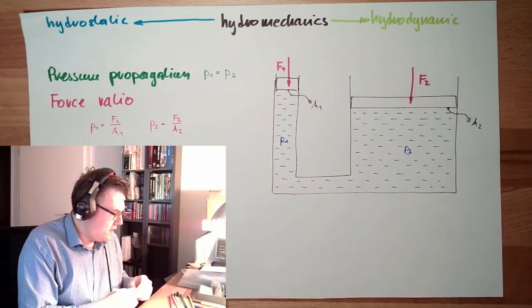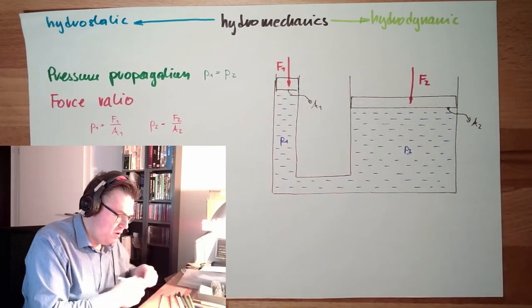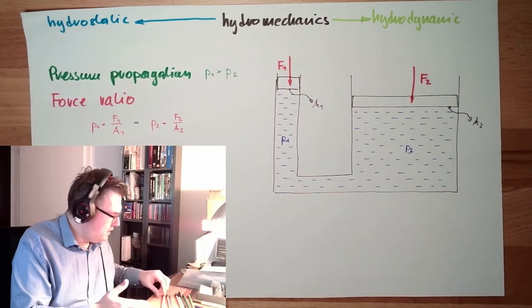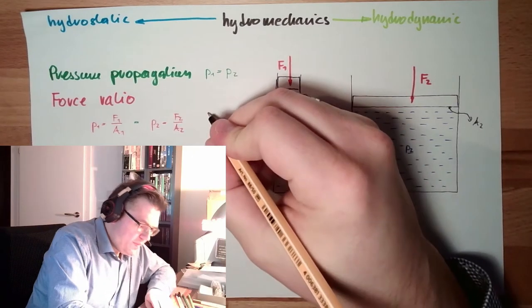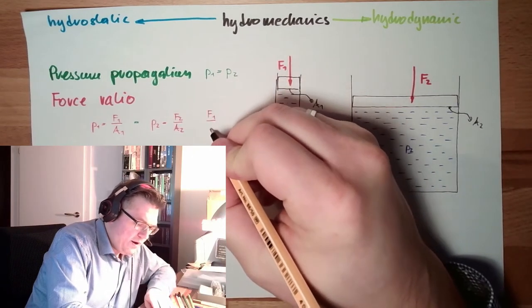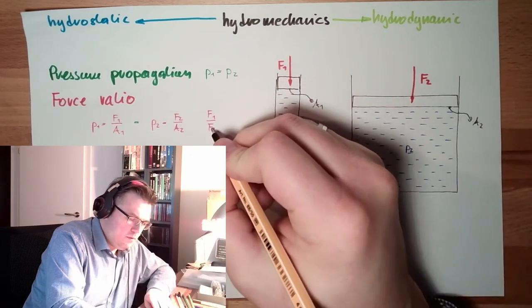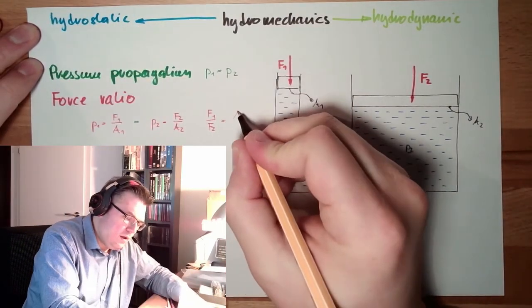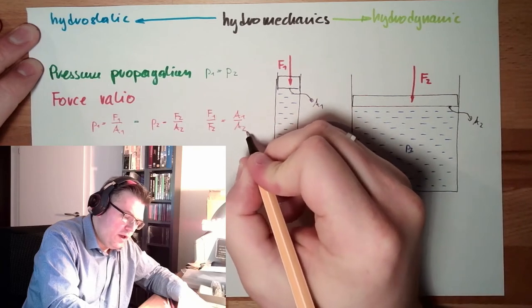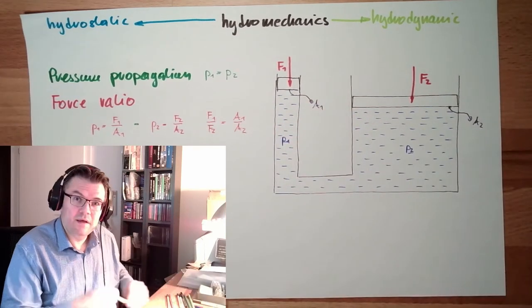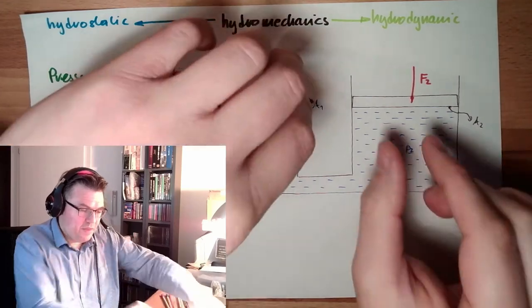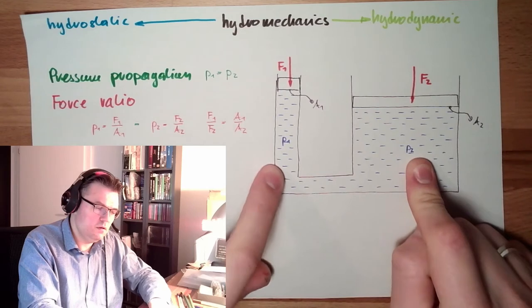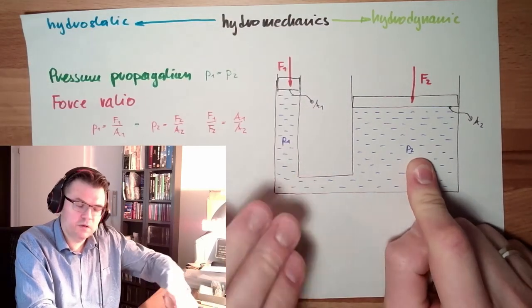And since the pressure propagation law is in place, these two are equal. This means F1 divided by F2, the ratio of those two forces, equals the ratio of the two areas. It's pretty clear. If I have a big area here, I have a big force because the pressure is the same. If I have a small area here, I have a small force because the pressure is the same.